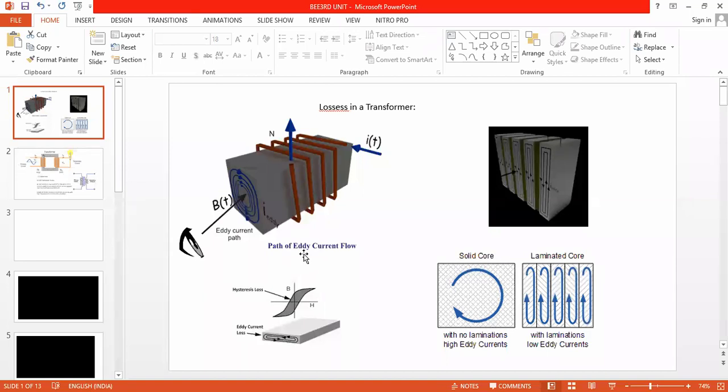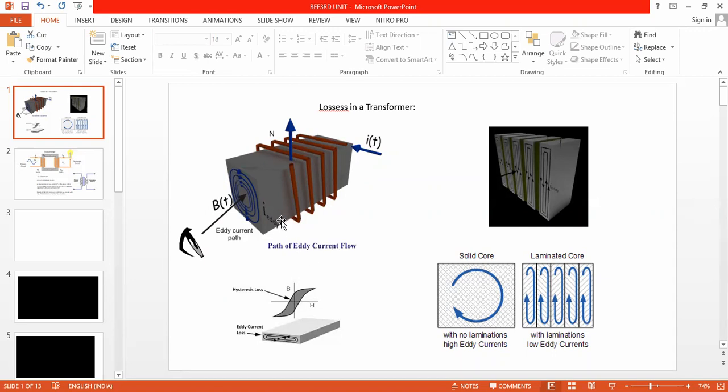So first let us observe carefully this three-dimensional figure. No need to draw in the examination, but listen to my explanation. Same thing you are supposed to write. What are the losses in a transformer? The first loss is eddy current loss or circular current loss. What is this loss? Now I am starting the explanation.